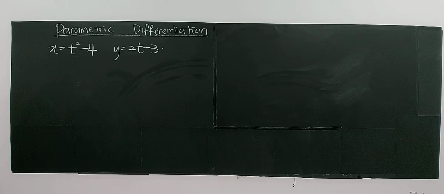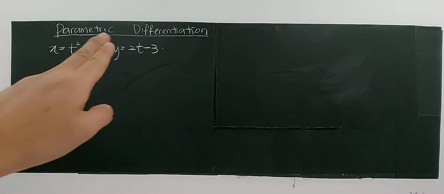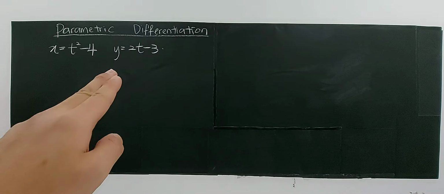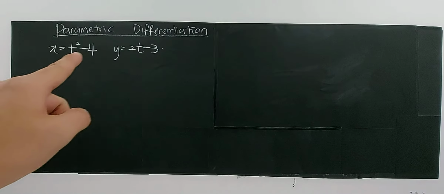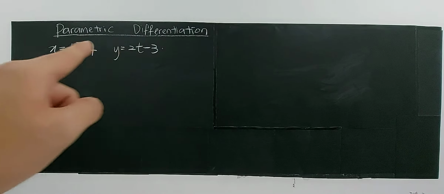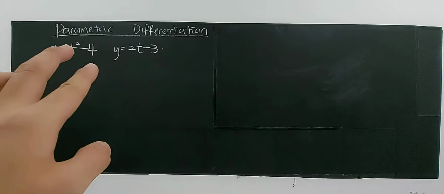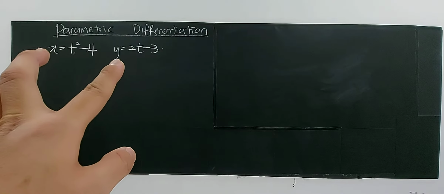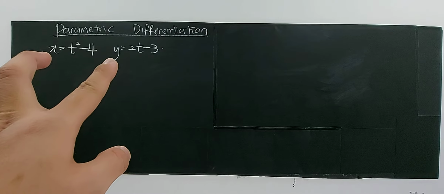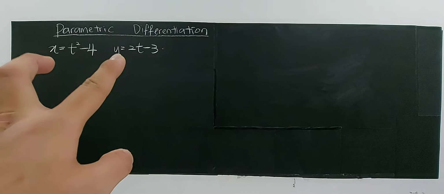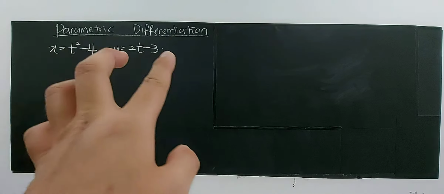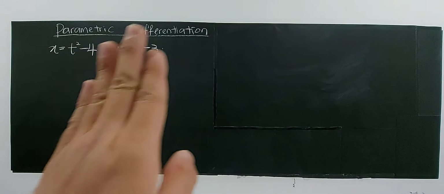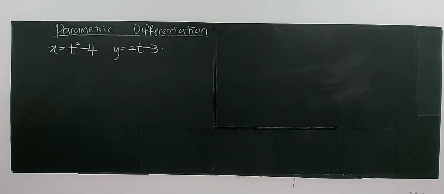Alright, so this will be the first video. I'm going to teach you how to find a parametric differentiation. In the previous video, I introduced that x and y can relate by using t, the parameter. If you use this t to relate x and y, it becomes a parametric equation. If, without the t, you relate x and y in terms of x and y, it is called a Cartesian equation.